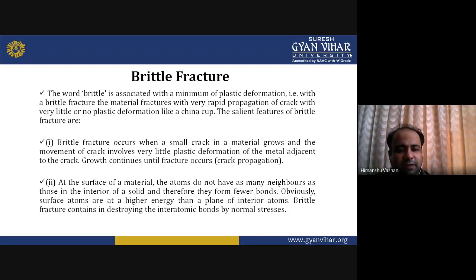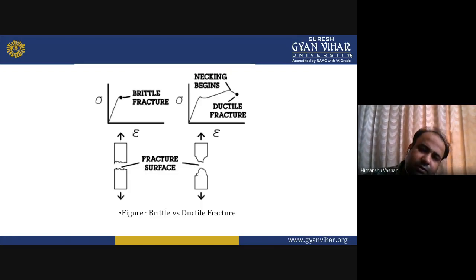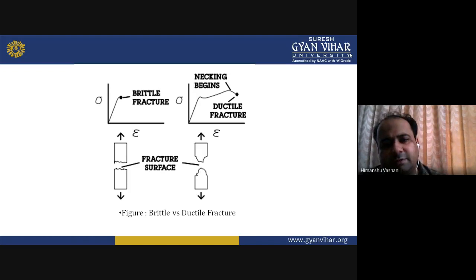So surface atoms are at a higher energy than the atoms in the interior, obviously. Brittle fracture consists in destroying the interatomic bonds by normal stresses. Now, this is a small example showing how brittle fracture takes place without much plastic deformation.